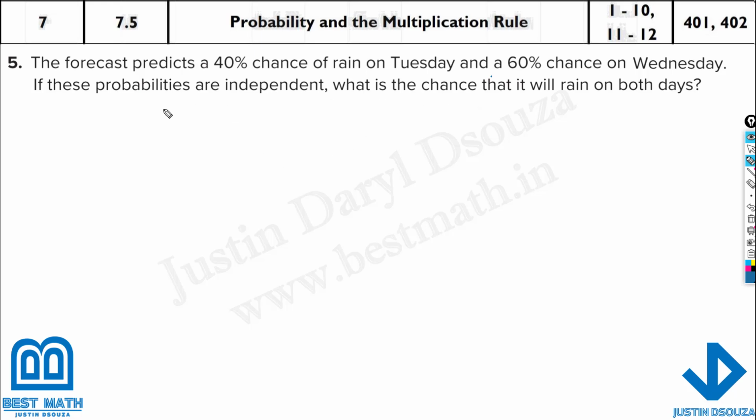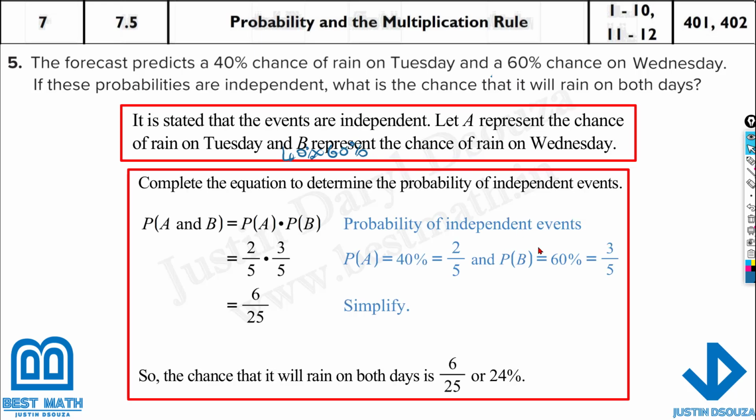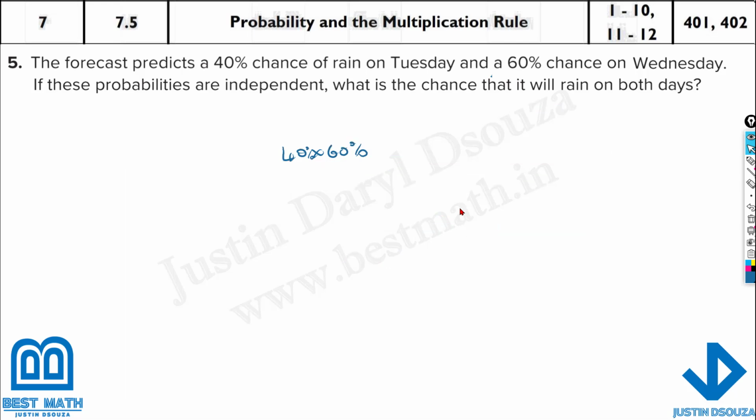Independent, that means they're not going to affect each other. So just multiply 40% by 60%, or 0.4 times 0.6. That will be the answer. Just take your calculators. See, 40% is 2 by 5, 60% is 3 by 5.